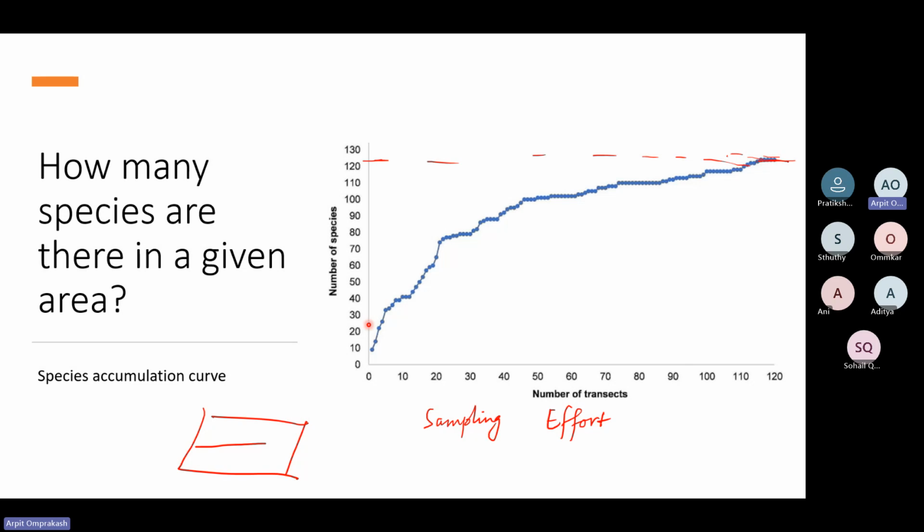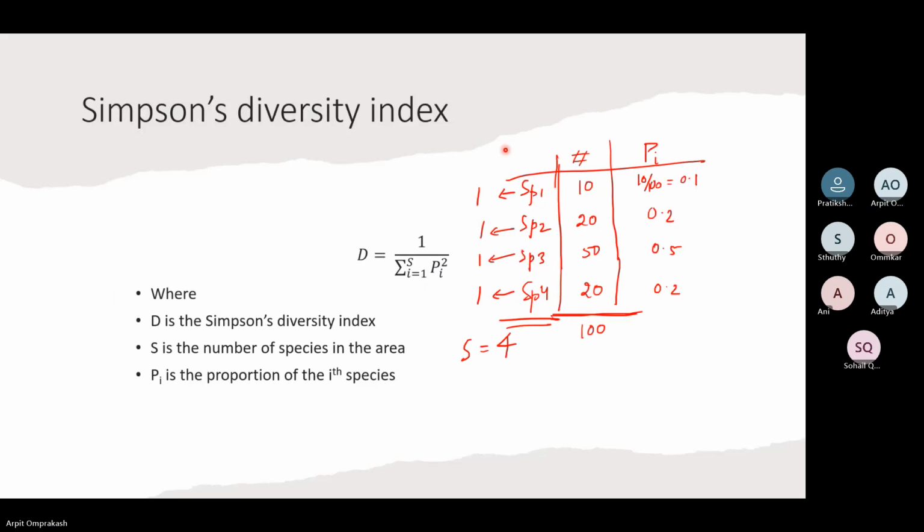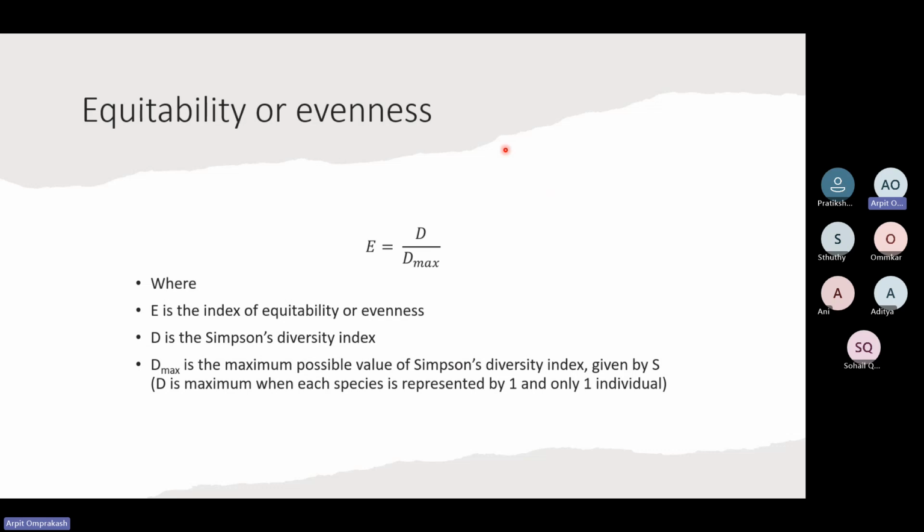If you go and sample more and more, initially you might find newer species every day or every week, but after some time you'll see that it gets really difficult to find a new species. At that time the curve is getting saturated, and therefore maybe around these many species are present in that area. We learned about Simpson's diversity index, which, based on the proportion of the species, gives you the diversity of a given area. And equitability or evenness is this value divided by the maximum value that you can get. The maximum value is when each species is represented by only one individual.